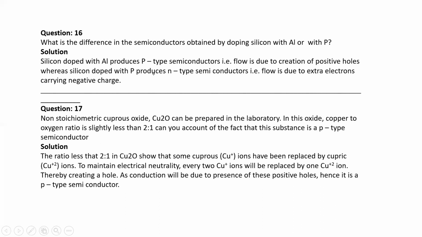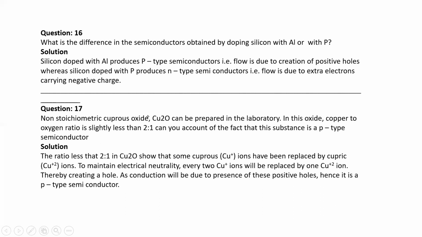So N-type semiconductors and P-type semiconductors. The N-type semiconductor shows negative charge because of extra electron, and the P-type semiconductor is positive charge because of deficiency of electron and more amount of protons. This is question number 16. I hope it is clear. Now question number 17.